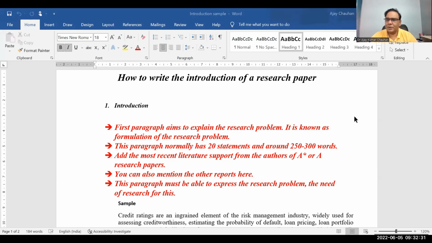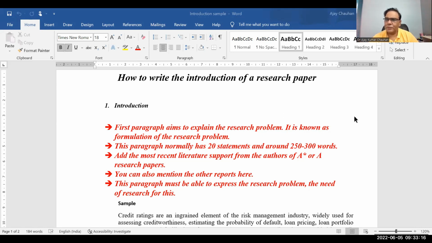So slowly and slowly we will discuss how to report the different techniques in the paper. Today I am going to tell you the most important section of a paper, that is called the introduction part. Now, why is this important? Because research is assumed to take a research problem and arrive at a solution. So conclusion and problem, these are the two most important components of a research paper.